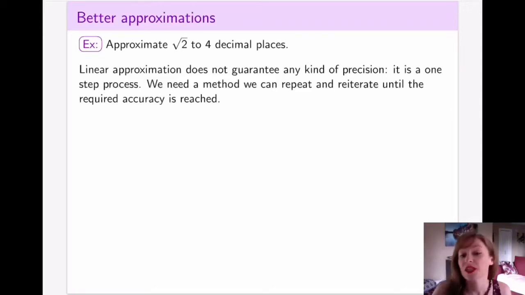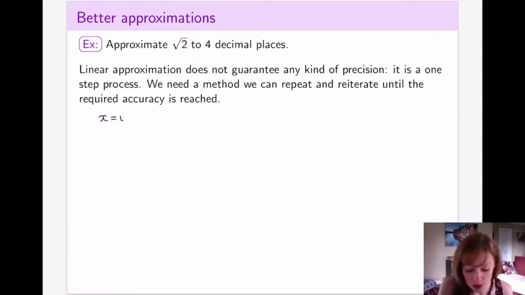In this video, we will continue to talk about approximations, and we'll come up with another method that will actually allow us to demand a certain accuracy in our approximations. Let's start with the same exact problem as last time, approximating square root of 2, but now I demand that it has to be with a certain accuracy.